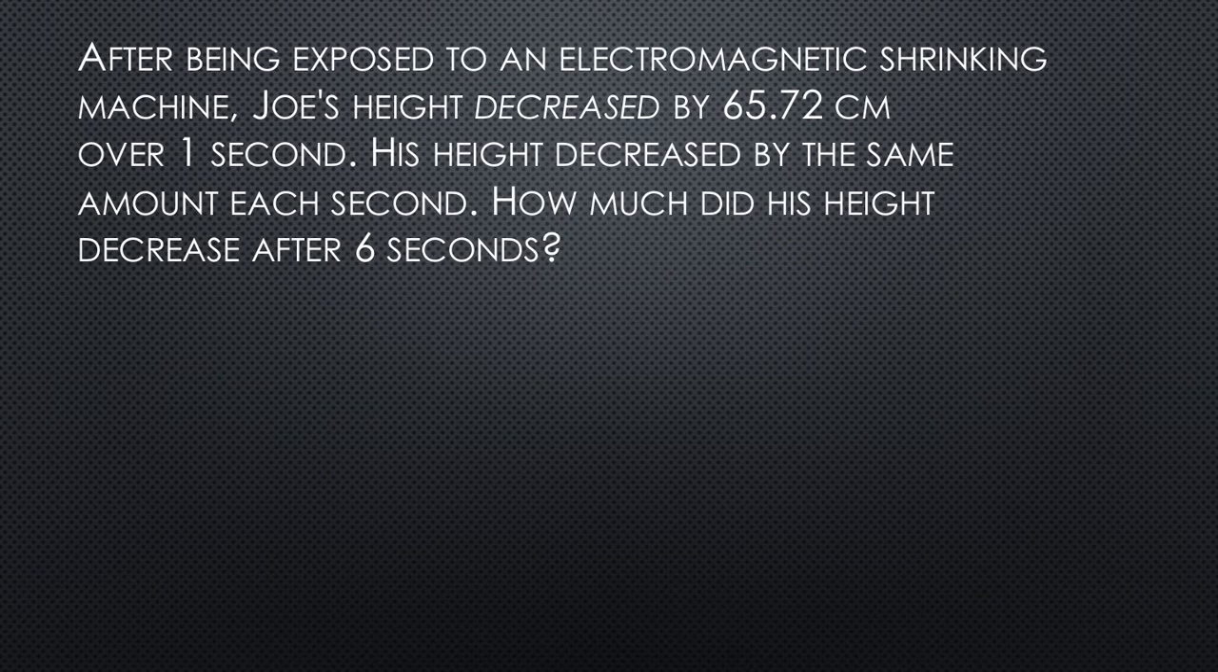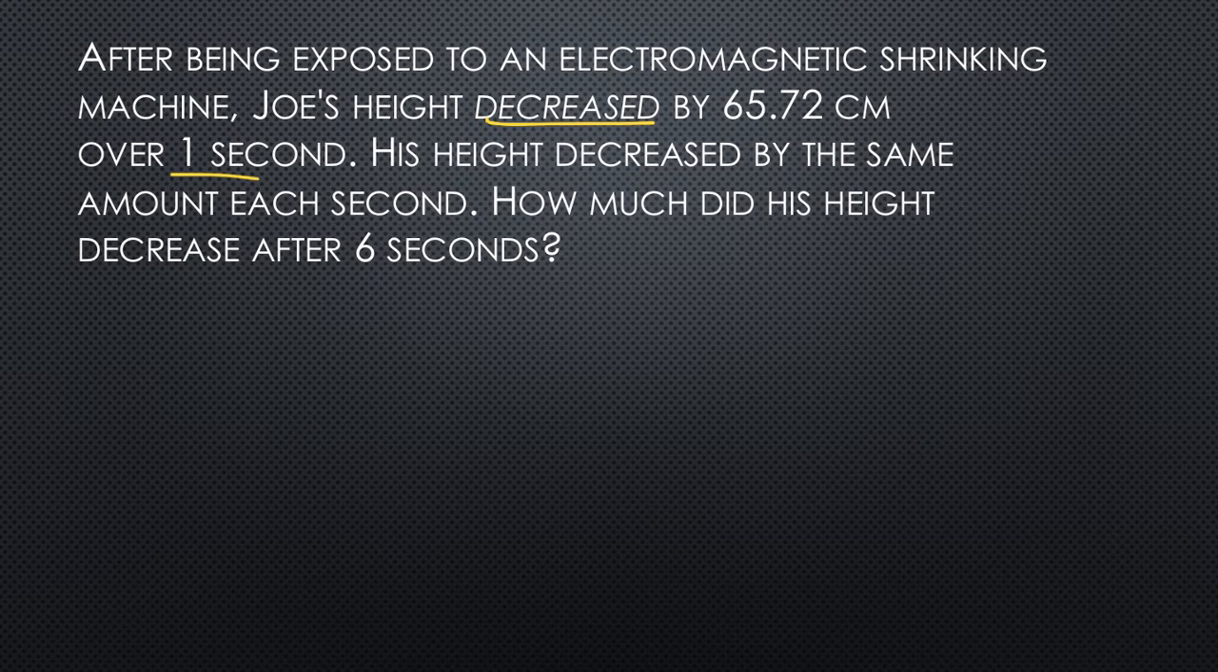All right, now that we've gone over some clues for working with application problems, we're going to actually solve these and see if we're using positives or negatives with these as well, okay? So after being exposed to an electromagnetic shrinking machine, Joe's height decreased, that's a big word, by 65.72 centimeters over 1 second. His height decreased by the same amount for every second, right? So it was consistent. How much did his height decrease after 6 seconds?